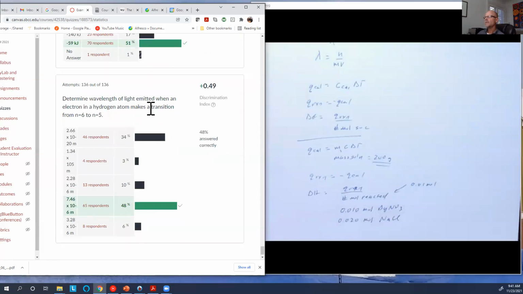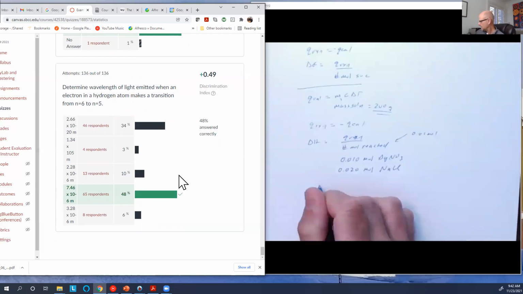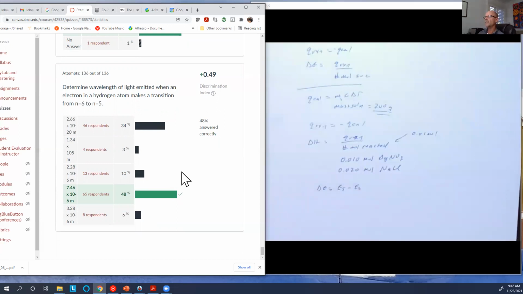All right, determine the wavelength of light emitted when a hydrogen atom makes a transition from n equals 6 to n equals 5. So here what you want to do is figure out what delta E is. Delta E is equal to E5 minus E6, right? And then from there, you want to set that equal to hc over lambda and find the wavelength. And you get this answer right here. Okay. All right, that's the exam.